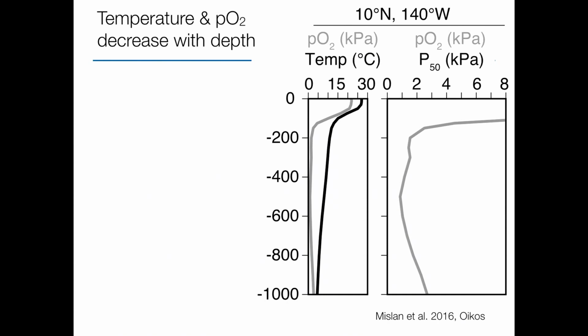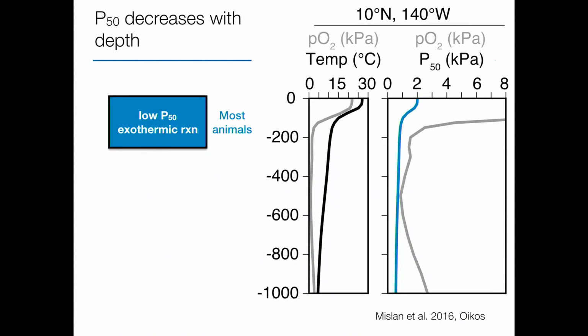And what I'm going to show is these different physiological types. This is showing the most animals one. At the surface, it's a 2 kilopascal P50. But if it's swimming to deeper depths, that P50 is decreasing. And so the P50 is always lower than the PO2.